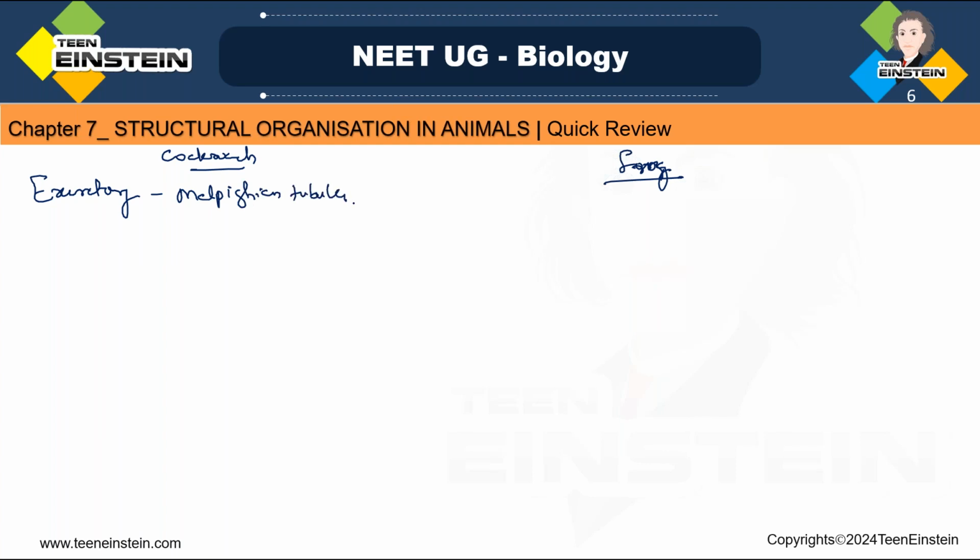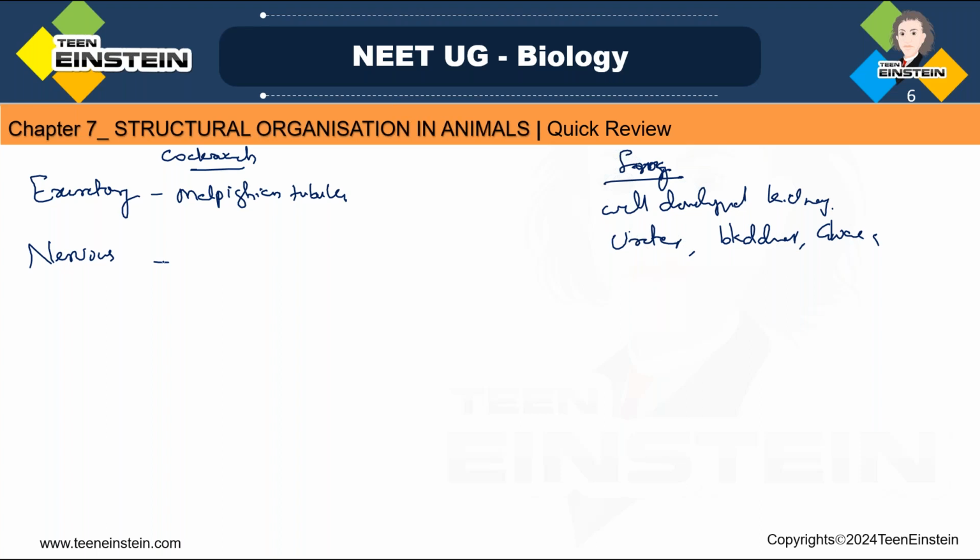Here, excretory system in frog, there you can see well-developed kidneys, ureters, urinary bladder, cloaca. Kidney, ureter, bladder, cloaca, that you can see in frog, right? What about the nervous system? Nervous system, in cockroach you can see fused and segmentally arranged ganglia, right?